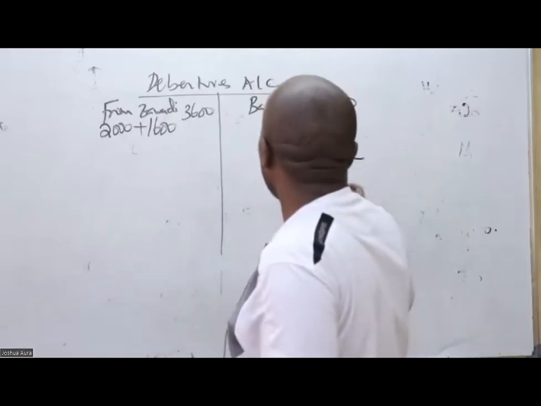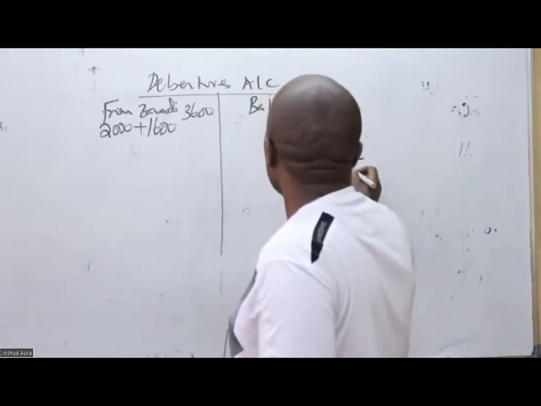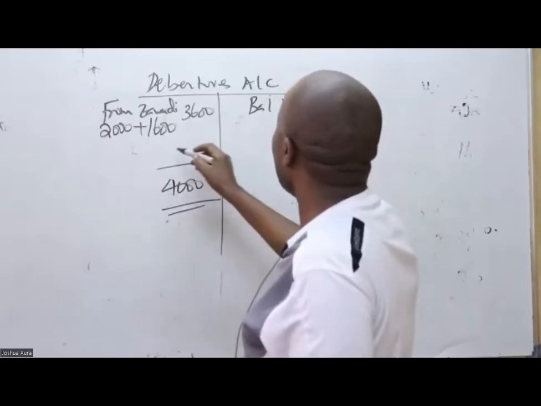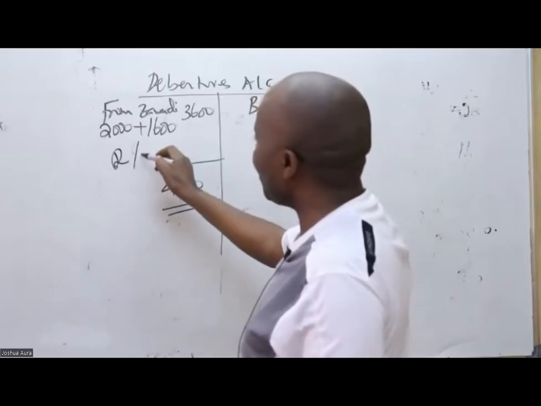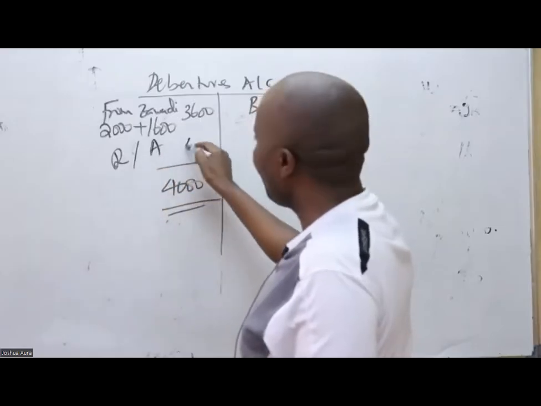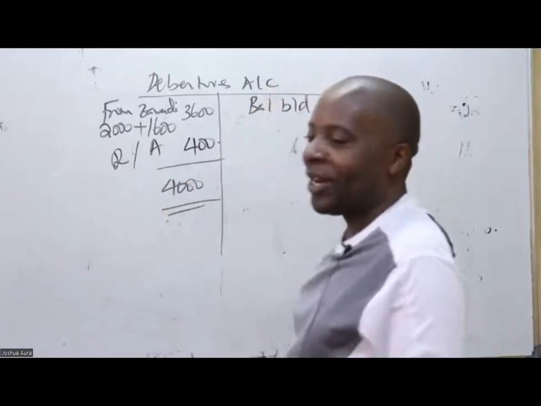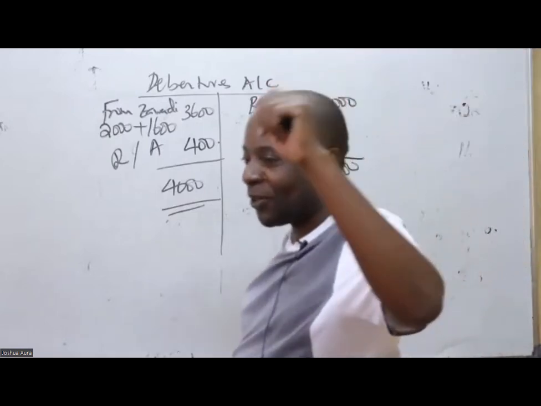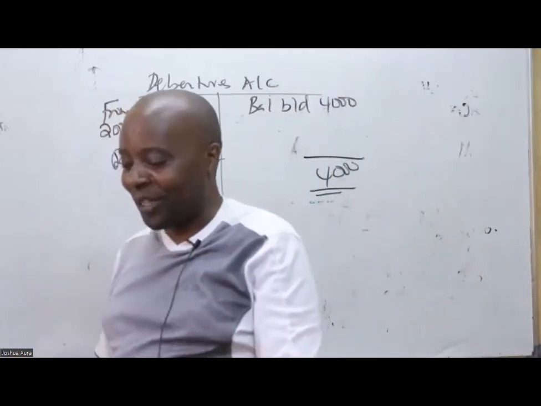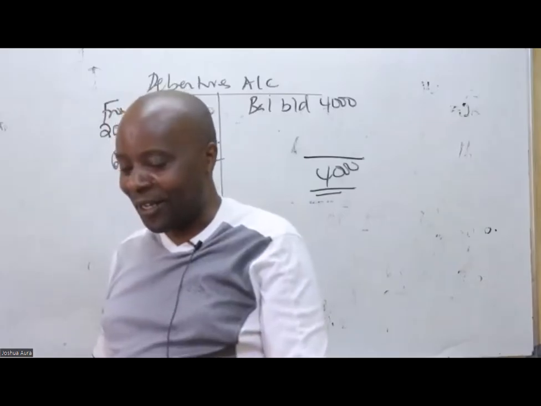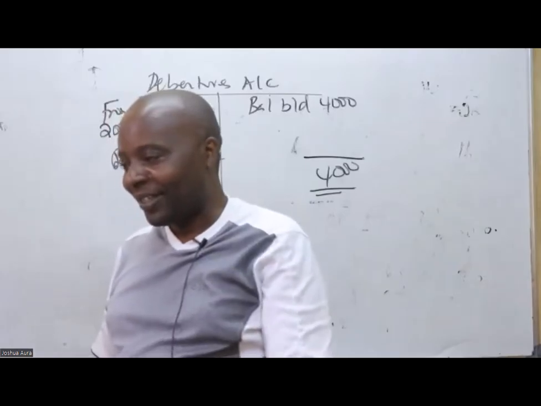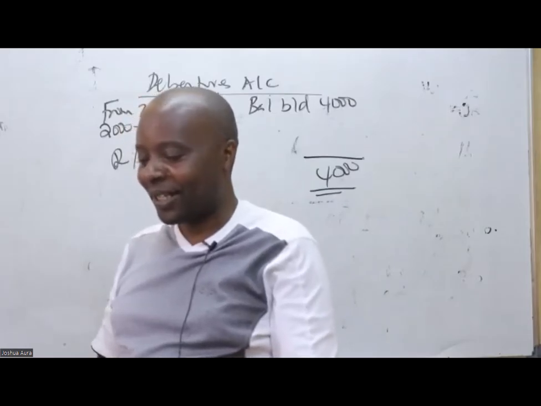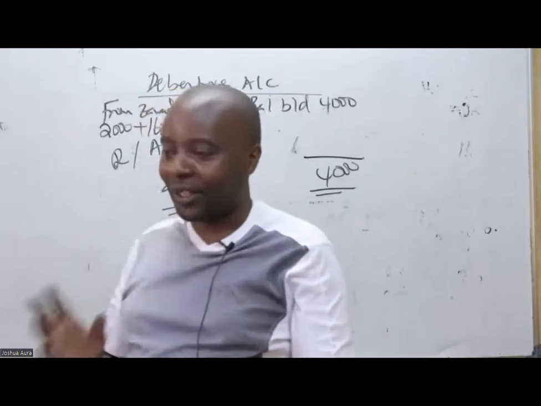So go ahead and realize this. So 4,000 to the realization account. So give us the realization account here for debentures. 400. So are we together up to there? Great. Thank you so much.